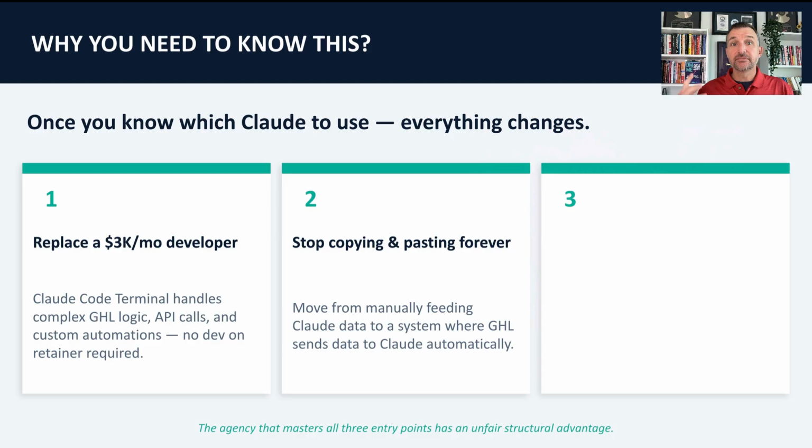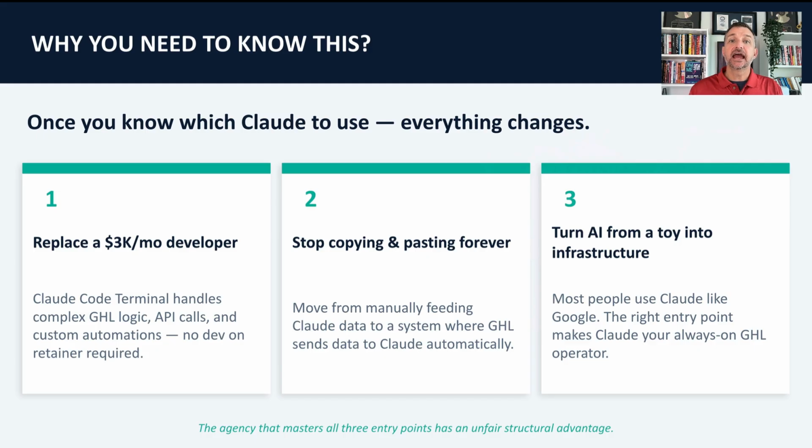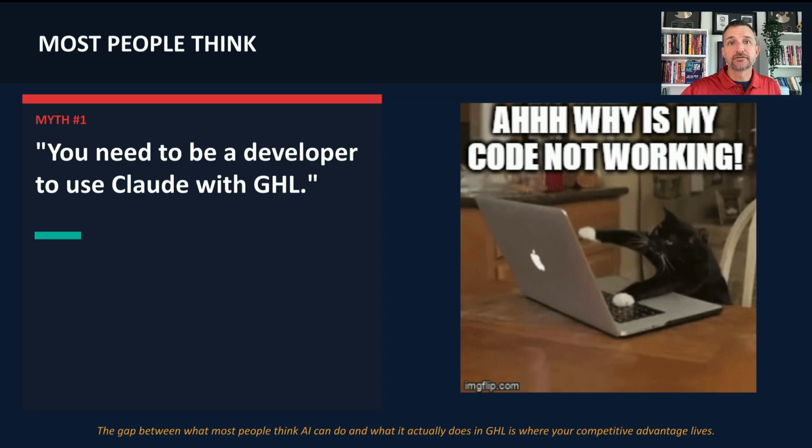Secondly, you can stop copying and pasting. Like I mentioned earlier, my buddy was doing this for like 20 minutes and I was like, oh my God, you need to stop doing that, right? So you can move from manually feeding into a system where GHL sends data to Claude automatically back and forth and it talks. And then lastly, how do we turn AI from a toy into an infrastructure? Because once we understand how to do this, most people use Claude like Google. And what we want to do is make it a little bit more in-depth for you.